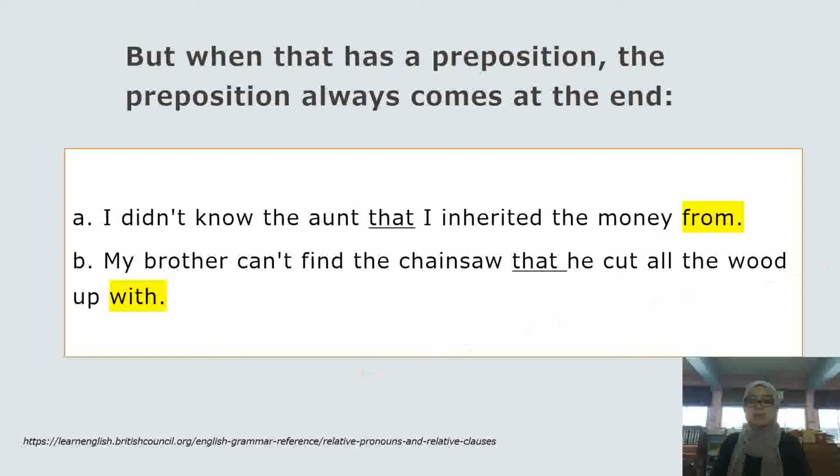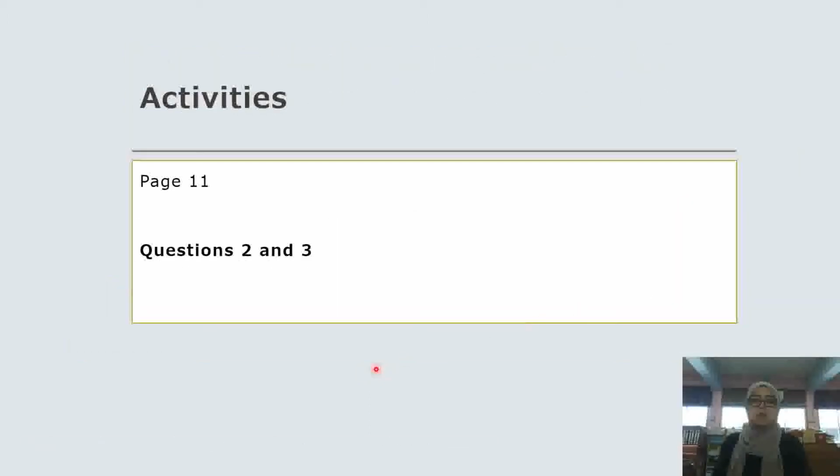Continue. Now to test your understanding of what I have presented just now or what you have studied on your own, I would like you to look at your textbook. Turn to page 11. We are going to do question number 2 and 3.